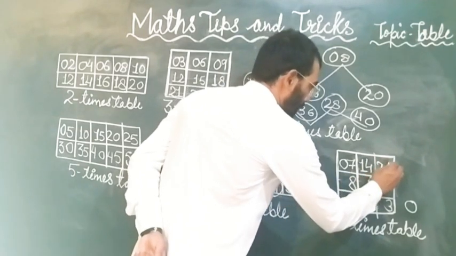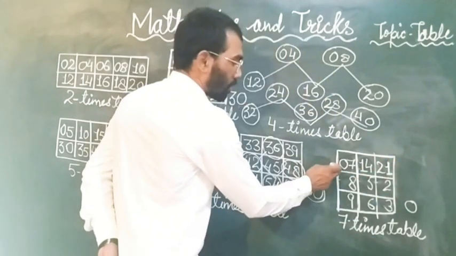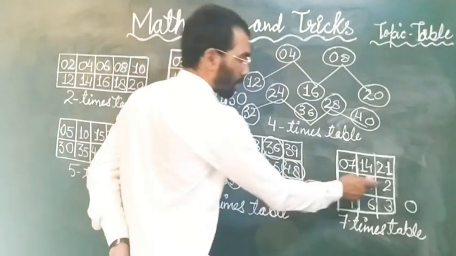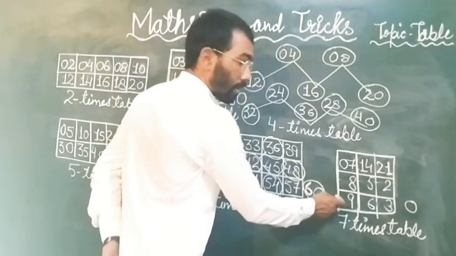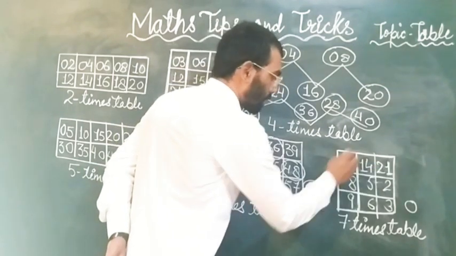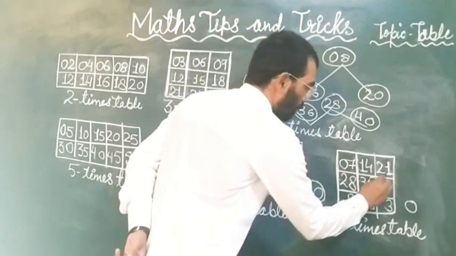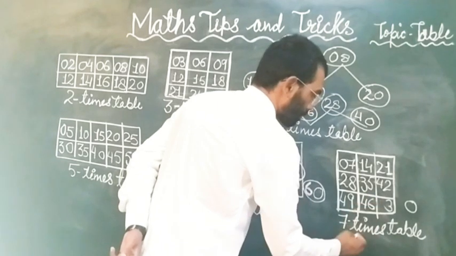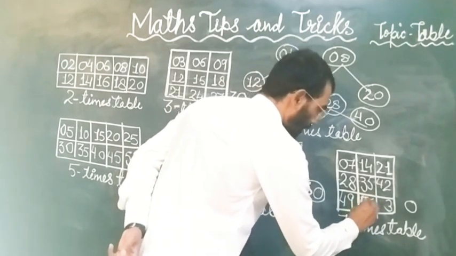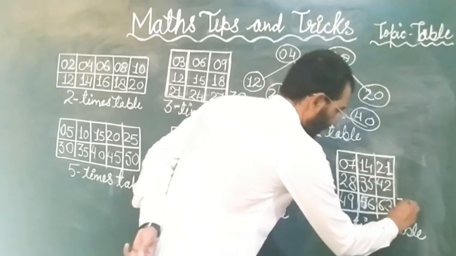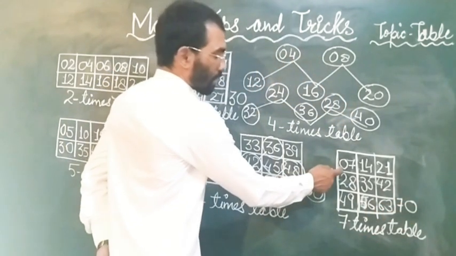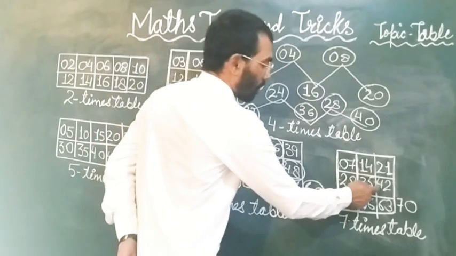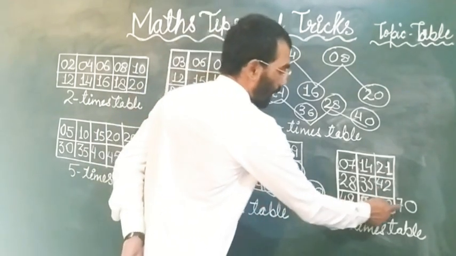Then write 0 at the tens place, 0, 1, 2, and 2 will repeat here in the second row. Whatever number comes here, it will repeat in the next row. 0, 1, 2, 2 will repeat here, 2, 3, 4, and this 4 will repeat in the last row, 4, 5, 6, and 7. Again see, write 0 at the tens place, 0, 1, 2, 2 will repeat in the next row, 2, 3, 4, 4 will repeat again, 4, 5, 6, and 7.